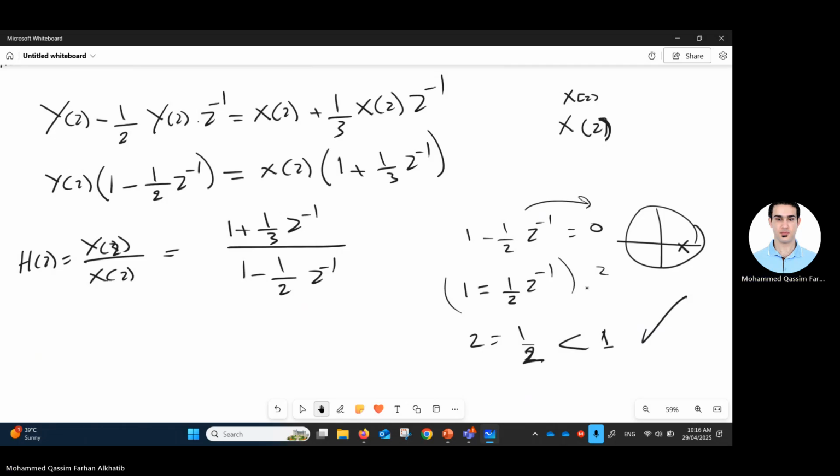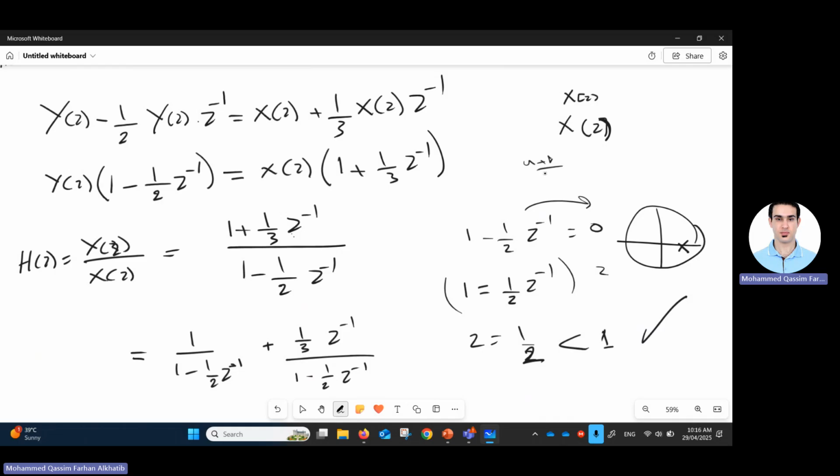Any idea? Multiply by z. Before multiplying, let's break down this expression. So that's going to be equal to 1 over 1 minus 1 over 2 z to the negative 1 plus 1 over 3 z to the negative 1 over 1 minus 1 over 2 z to the negative 1. So it's like having a plus b over c. It's going to be a over c plus b over c. Denominator, you can distribute it over the numerator.